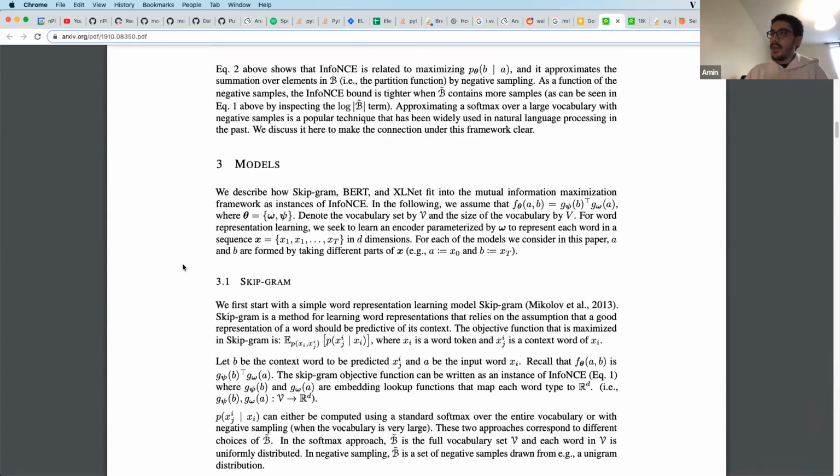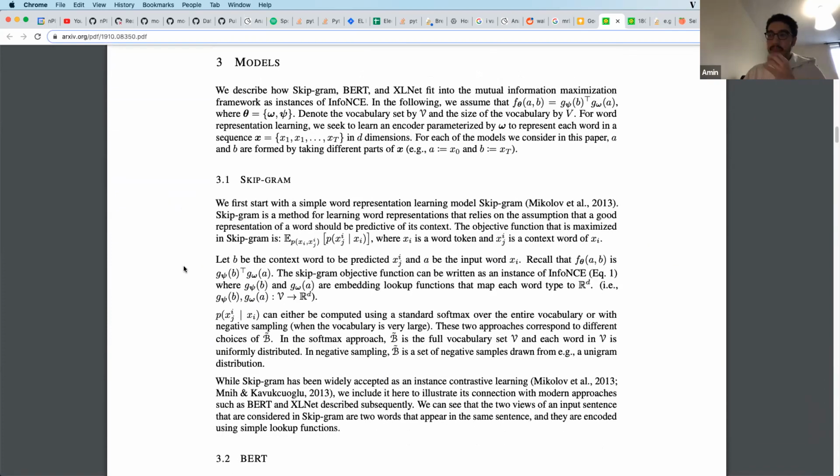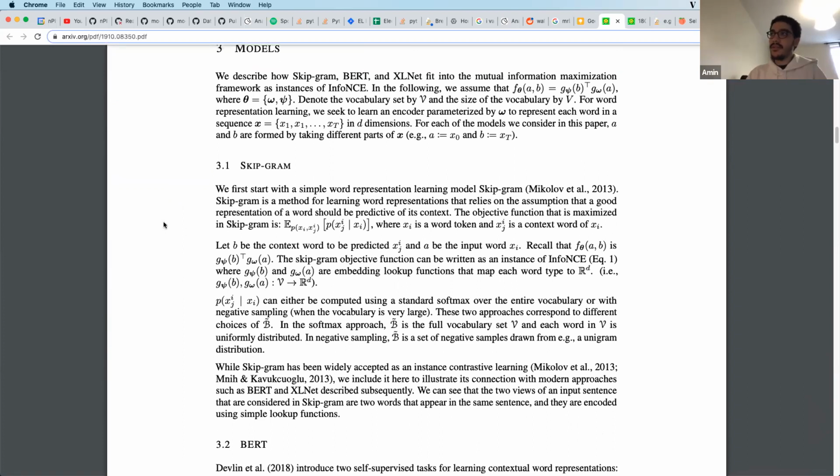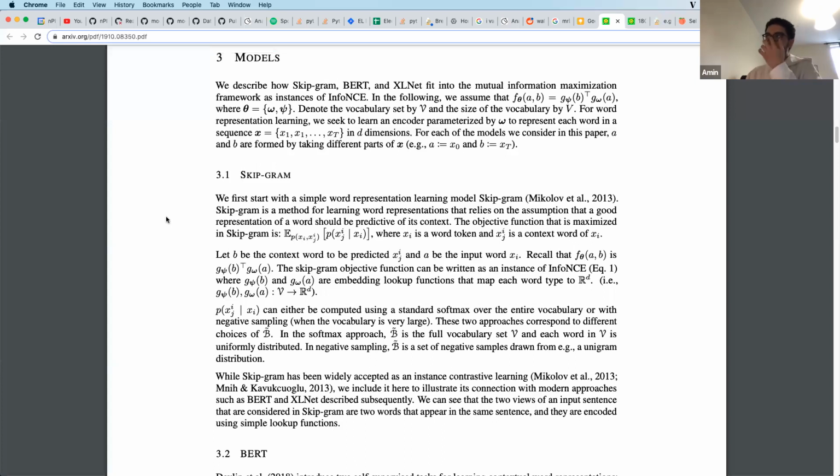Okay, so I think going into the models would make things a bit clearer, seeing some examples. The first model that we'll discuss is the Skipgram model, and the central assumption behind this is that a good word representation is one that is predictive of its context.